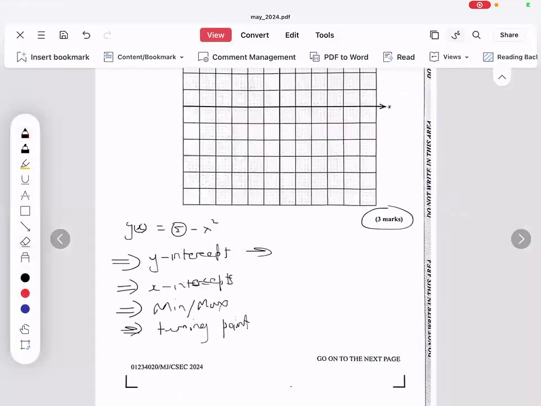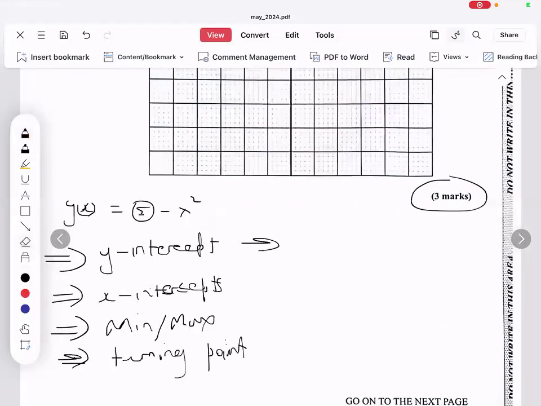All right, and now we need to find the x-intercept. And in the notes, did I instruct you that to find the x-intercept, you have to solve the equation? Yes, sir. Yes, you did. Good. So this is 5 minus x squared. What did I equate it to? 0?